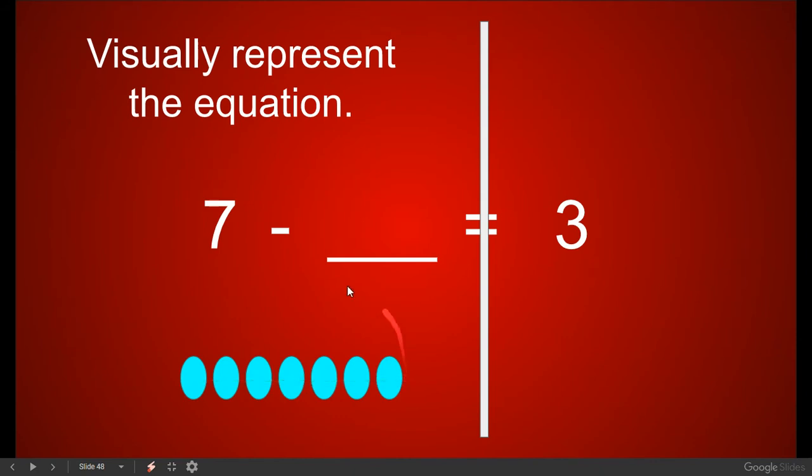And after I make my 7 circles, now I know that I subtracted some number and I ended up with 3. So I get rid of these until I end up with 3 left. So after I cross out those 3, I have these 4. I continue to cross them out until I have 3 left. So I crossed out these 4 and I have 3 that are remaining. So 4 is my missing number because I had 7 to begin with, and I crossed out 4 of them, and I ended up with 3, which is the same that is over here.